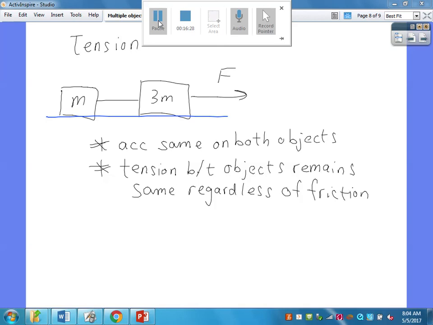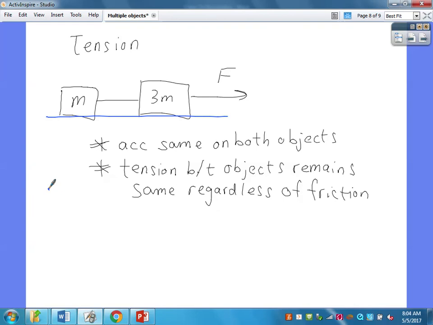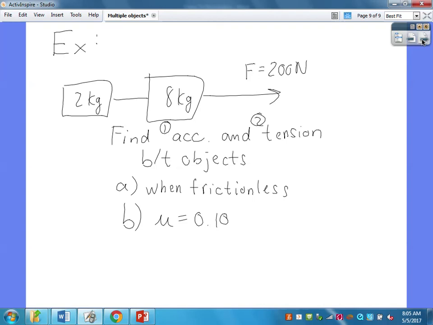All right, so as I was saying, if you have these two objects being pulled together, even with the rope, the acceleration on both objects will remain the same. Now, one unique thing that will happen is the tension between the objects will actually remain the same as long as you keep pulling with the exact same amount of force, no matter what the friction ends up being. All right? So I think we have a problem.